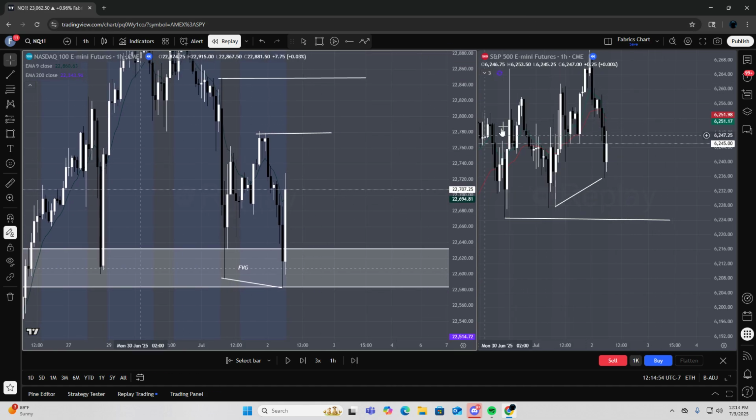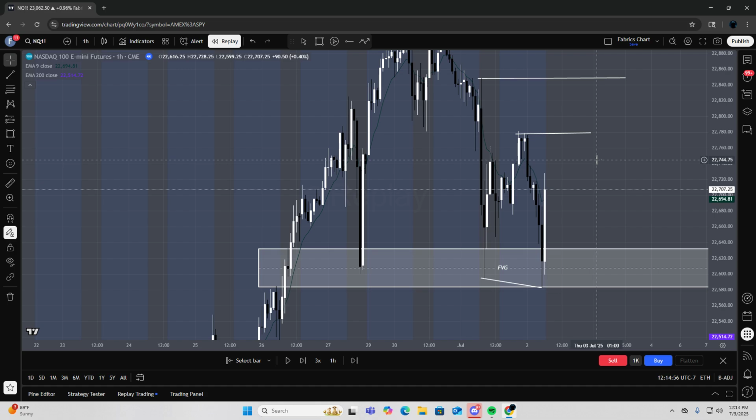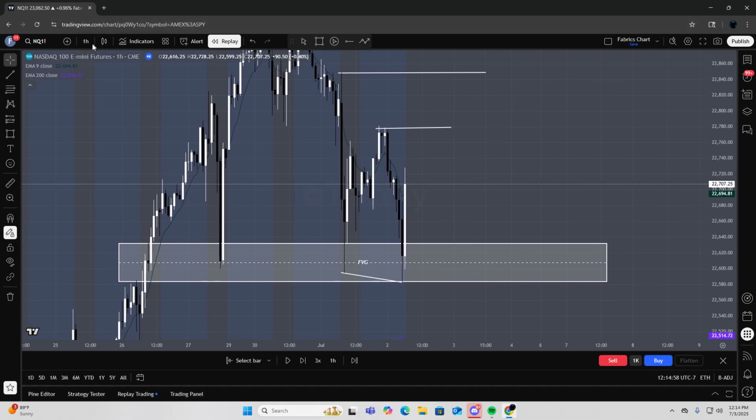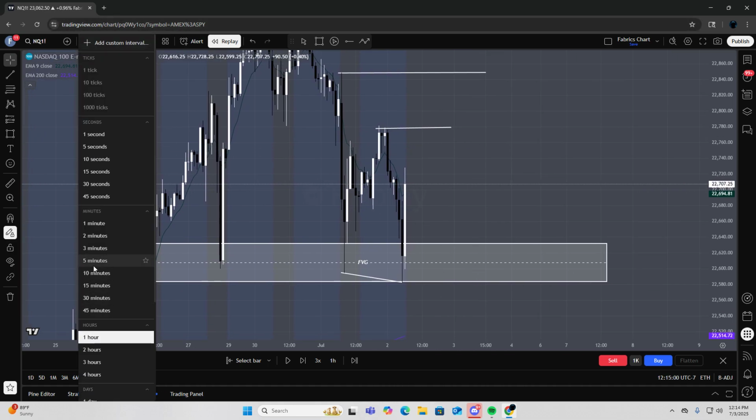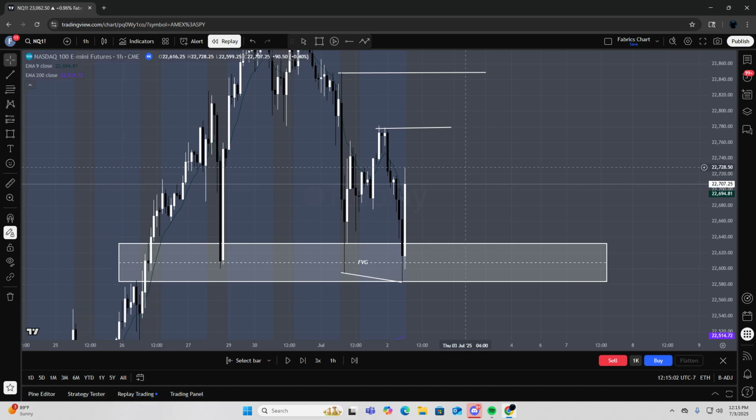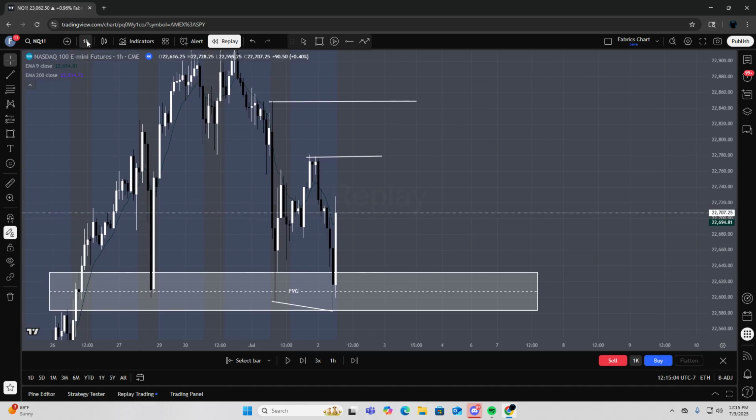And now we want to go on our smaller time frames and look for the smaller time frame confluences to actually activate, because we're day trading, right? We could have taken a swing, right, on the higher time frames, right?